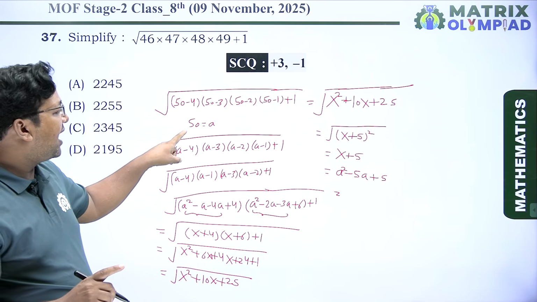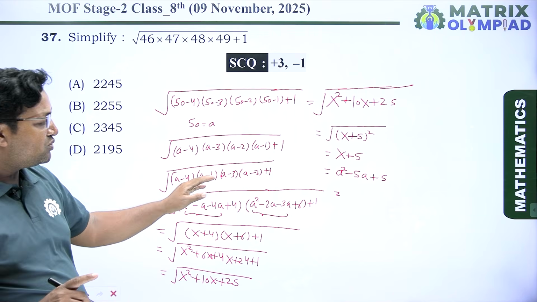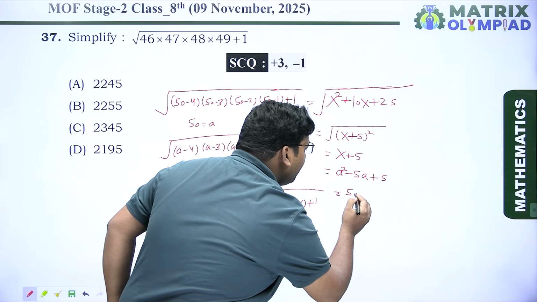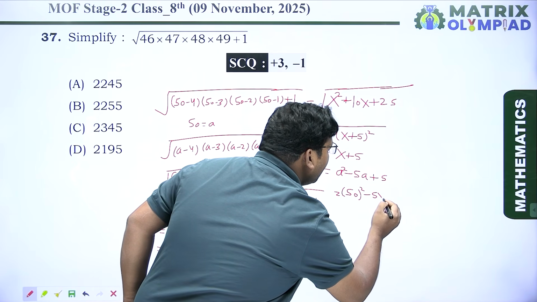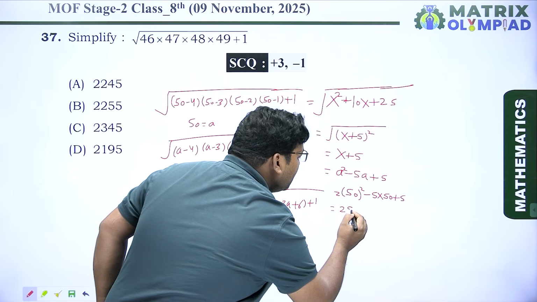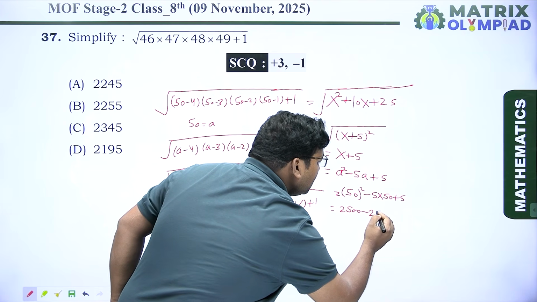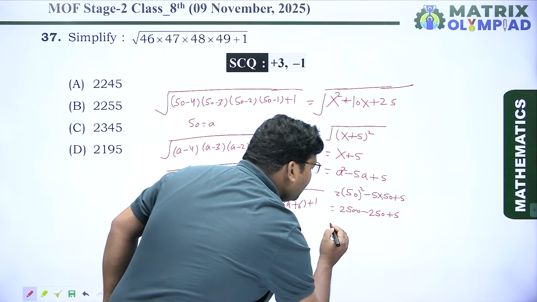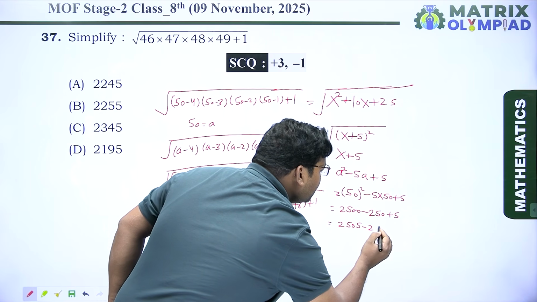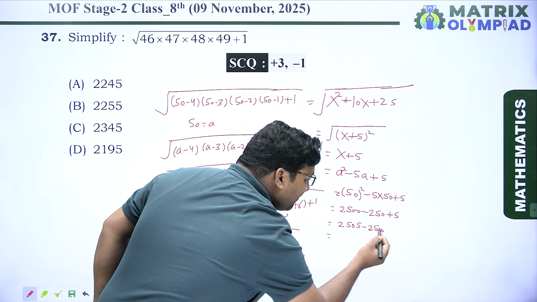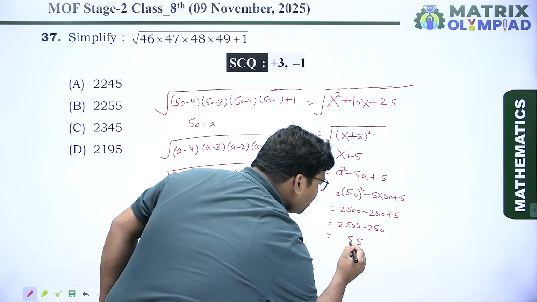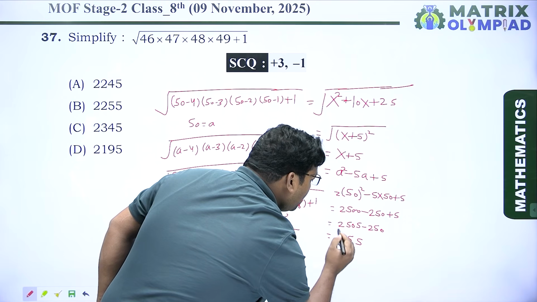Here you can see I have to put a equal to 50, so it is 50 square minus 5 into 50 plus 5, which is equal to 50 square is 2500 minus 250 plus 5. 2500 plus 5 is 2505 minus 250. Now we get 5 minus 0 is 5, and it is 10. 10 minus 5 is 5. It is 4. 4 minus 2 is 2, and it is 2.